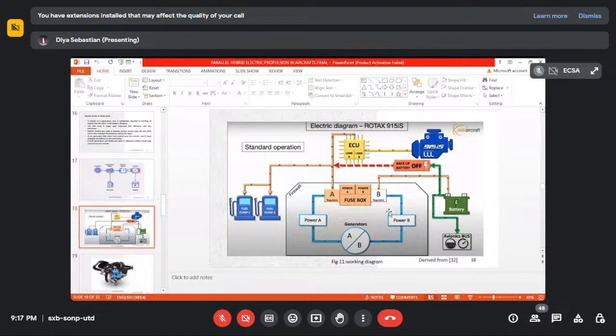So FADEC works by receiving multiple input variables of the current flight condition, including the air density, throttle lever position, engine temperature, engine pressures, and many other parameters. The inputs received by the EEC are analyzed up to 70 times per second, so the safety provided by a parallel hybrid aircraft is much greater compared to other ones.